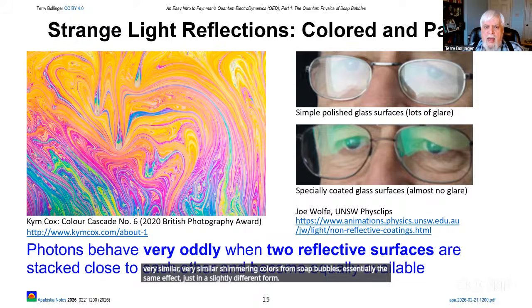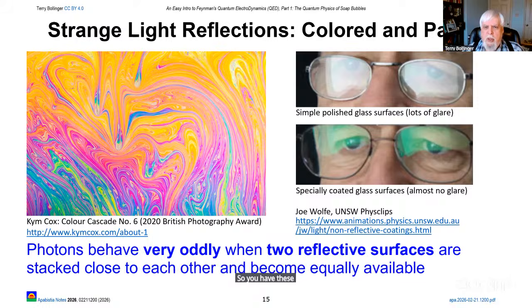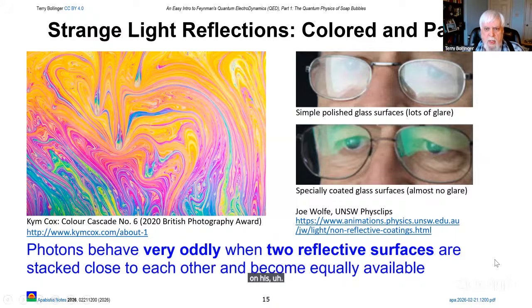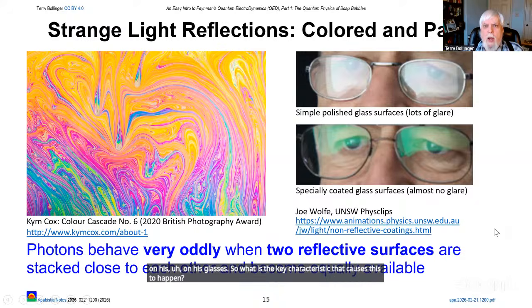So you have these examples of what's called partial reflection. And they have versions where you have different colors popping up. Most of your no-glare sunglasses, you'll see that you can see a little bit of green in this example. This guy's got a little bit of green on his glasses. So what is the key characteristic that causes this to happen? And why is it important?